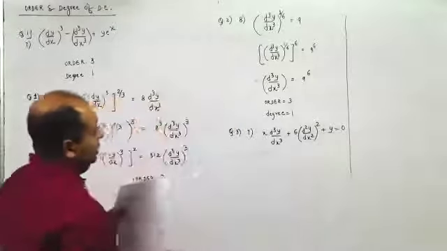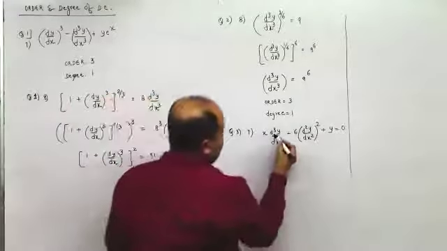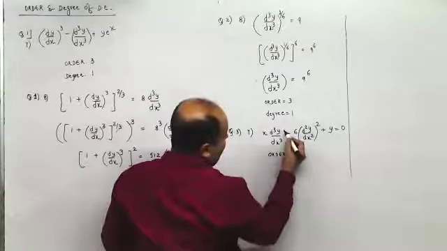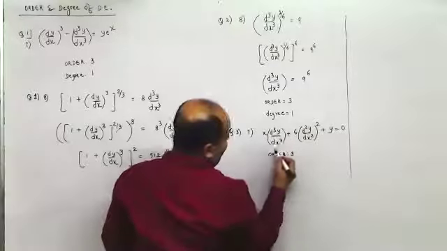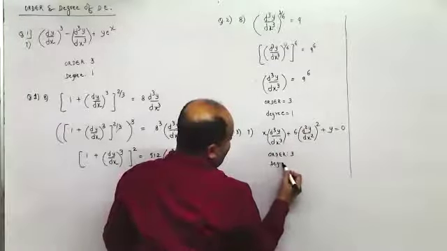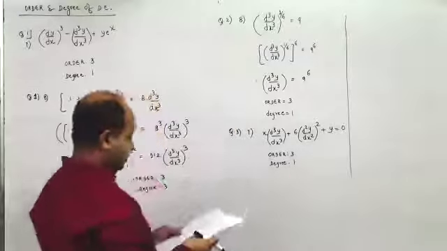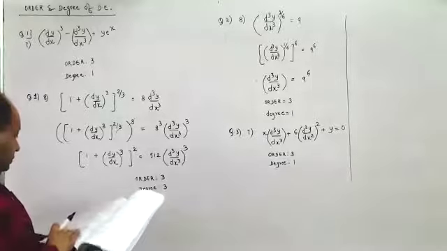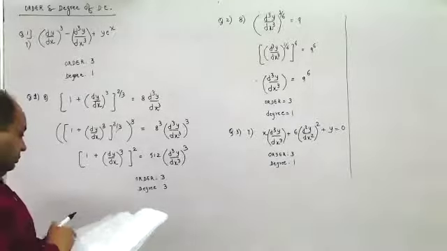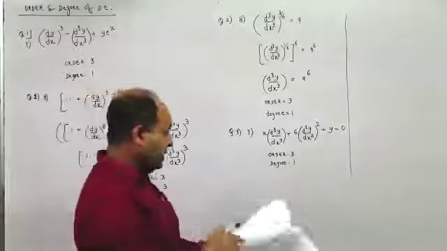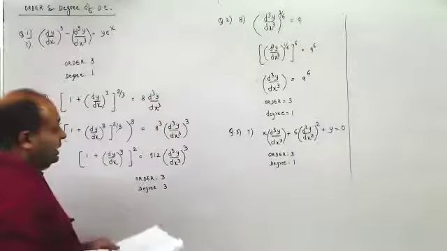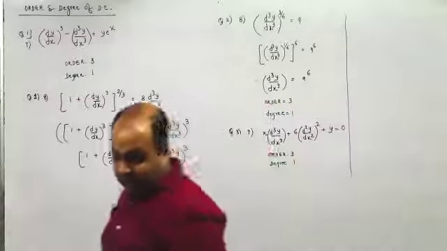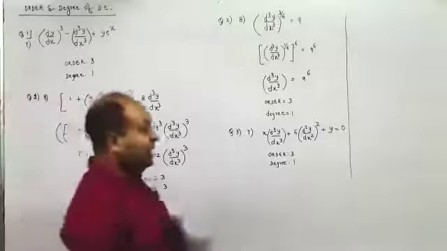Here, if you observe, the highest order derivative is d cube y by dx cube. So, order is 3 and the power of this highest order derivative is 1. So, degree is 1. This is about the order and degree part, that is exercise 1. Now I move on to exercise 2, where you have to get rid of the different constants.